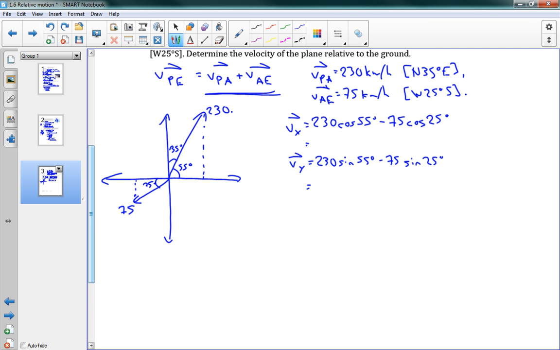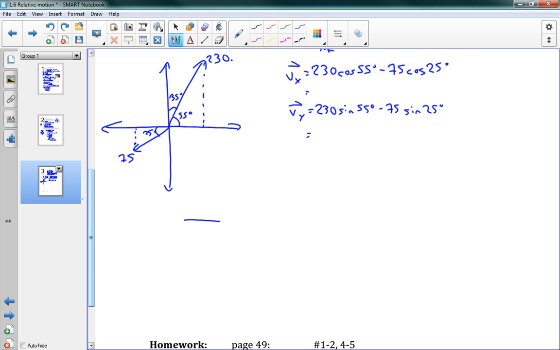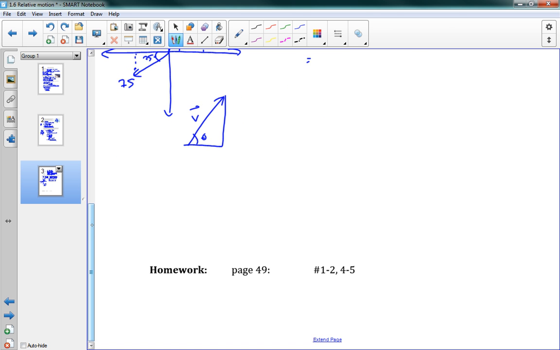You can get your answer, and then you know that you'll need to draw your triangle with the x and y. Get theta, get the result, and the final answer that you should get here is the velocity of the plane relative to Earth is equal to 170 kilometers per hour east, 68 degrees north. Okay, so see if you get to the same result, and I'll see you in the next lesson.